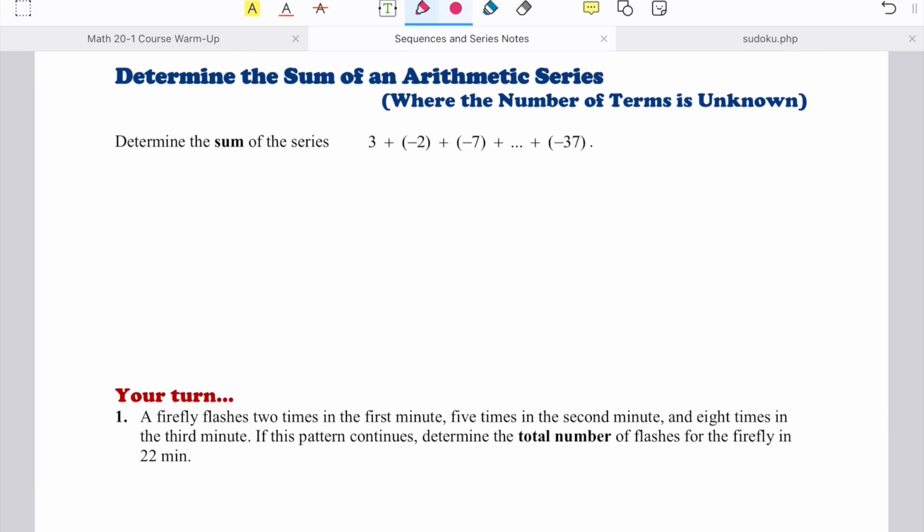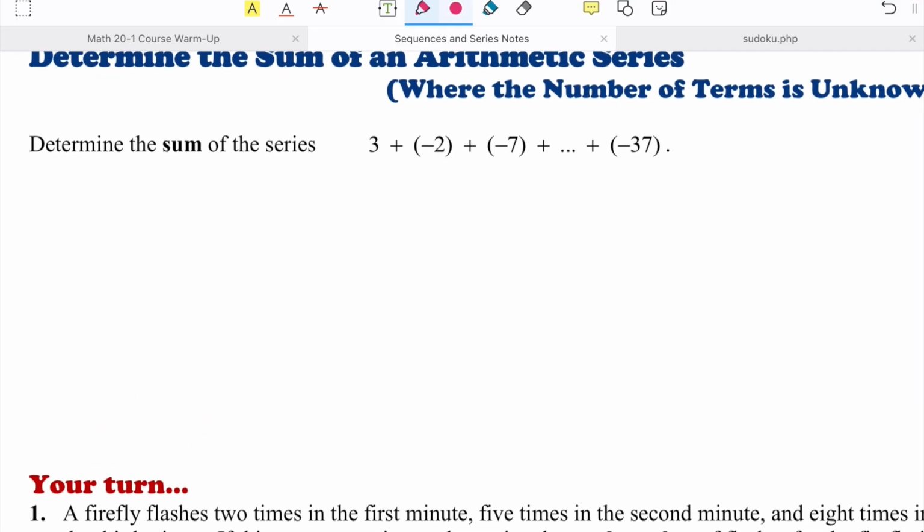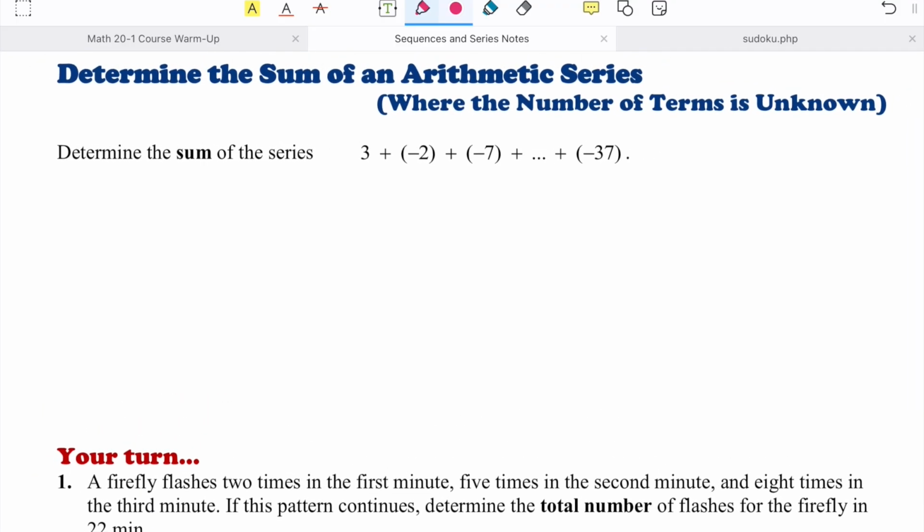So the next question, they have given us a series of terms, right? In the series, the first thing I would like to check is if it's arithmetic or not. So the difference that's going on is by -5. So we know our D is going to be -5. T1 is 3 and Tn is -37. Because it's ending at a point, that means it's finite.